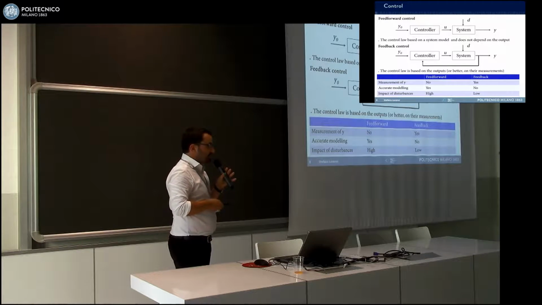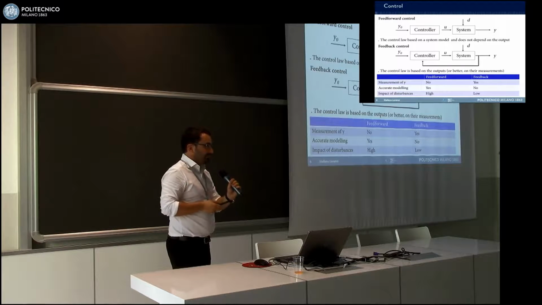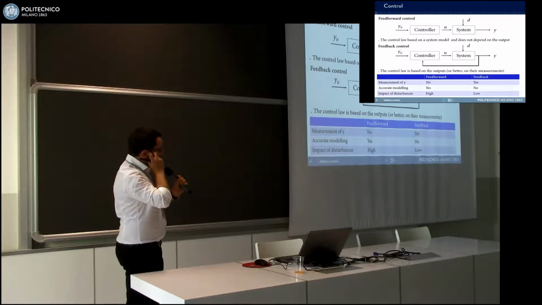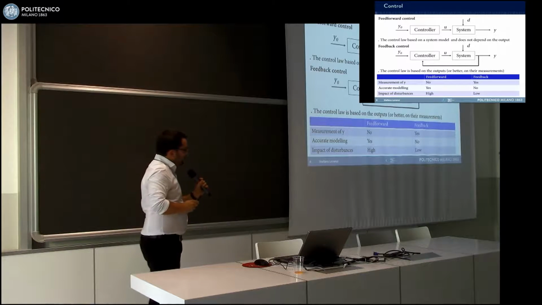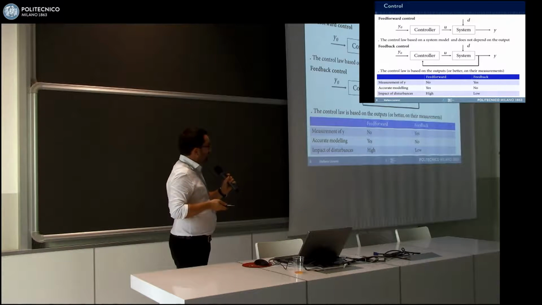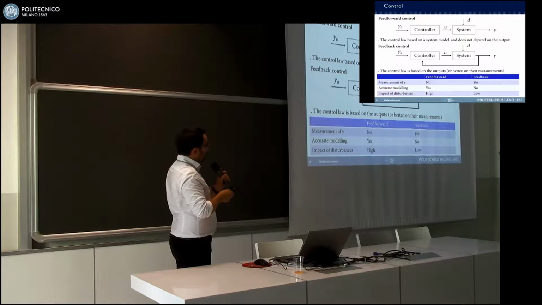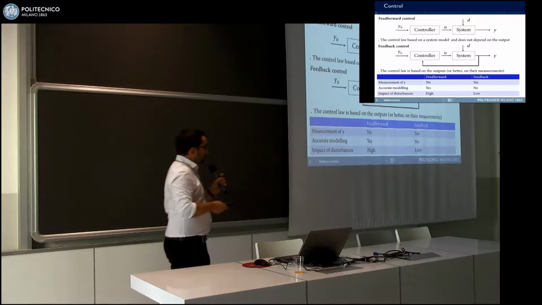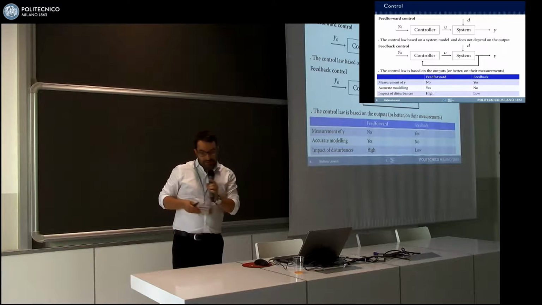The other difference is that in the first case, we have a high impact of the disturbances. This is because we cannot consider the disturbances in our system model. On the other hand, in this case, the disturbances are considered because obviously the disturbance will affect the actual value of the outputs, and so the controller can dampen these disturbances.